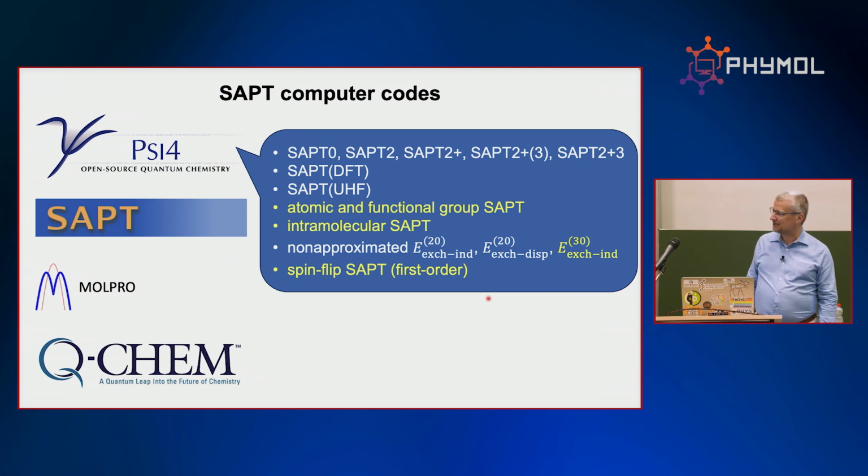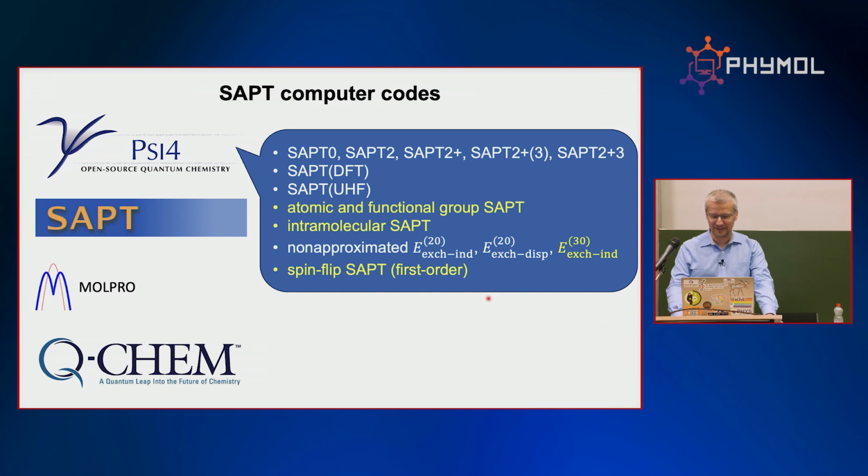It does have spin-flip SAPT, and the exchange corrections can usually be calculated in an approximate fashion. That's really good at the van der Waals minima, but can break down at short distances. But Psi4 can do better than this for several corrections.